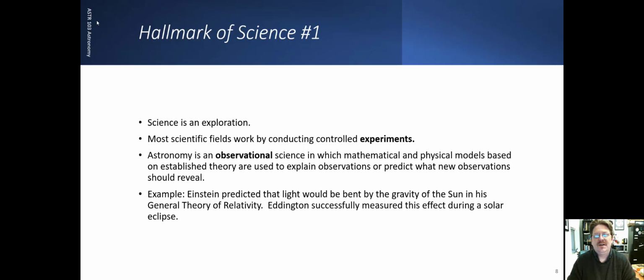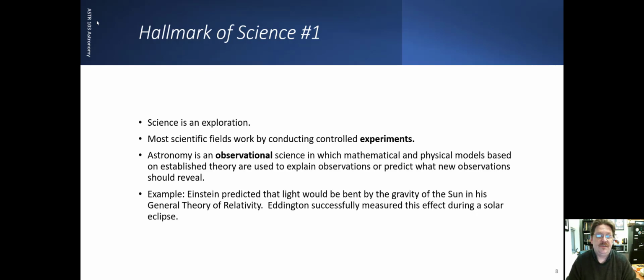When defining what science is, or describing the process via which science is done, there are certain hallmarks, certain signposts that guide me in my understanding of science. And so I'm going to go over each of the five. The first one is that science is an exploration.